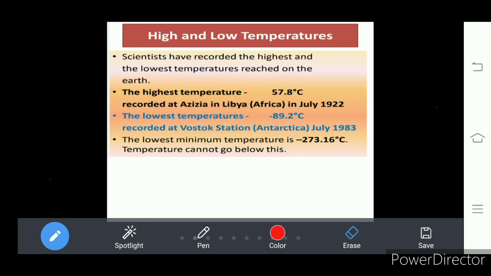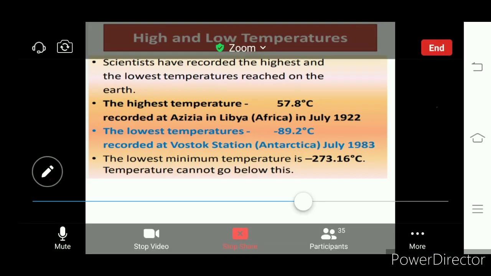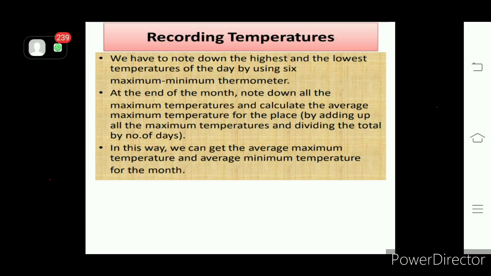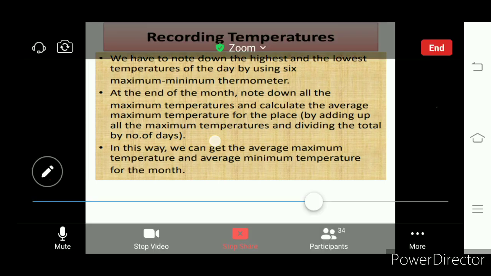Let us see how to record the temperature. So we have now known the highest and lowest temperatures recorded on the earth's surface. You know where the highest temperature was recorded and where the lowest temperature was recorded. And we know what is meant by heat balance. So the two concepts we have completed. Let us see how to record the temperatures. We have to take the thermometer, and with the help of the thermometer we have to measure the temperatures and record them.